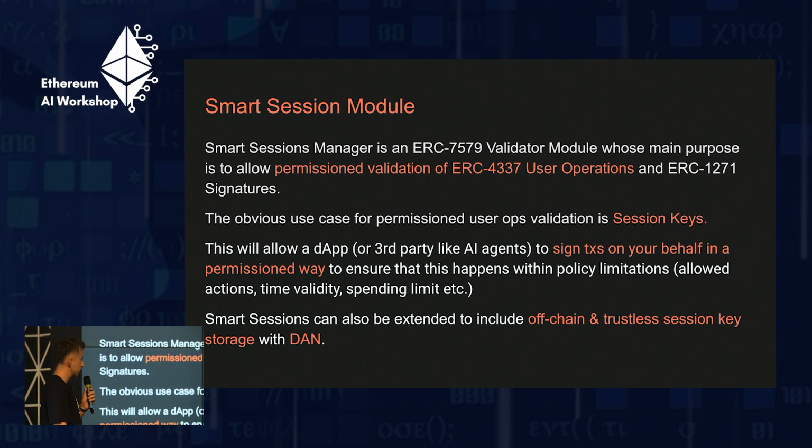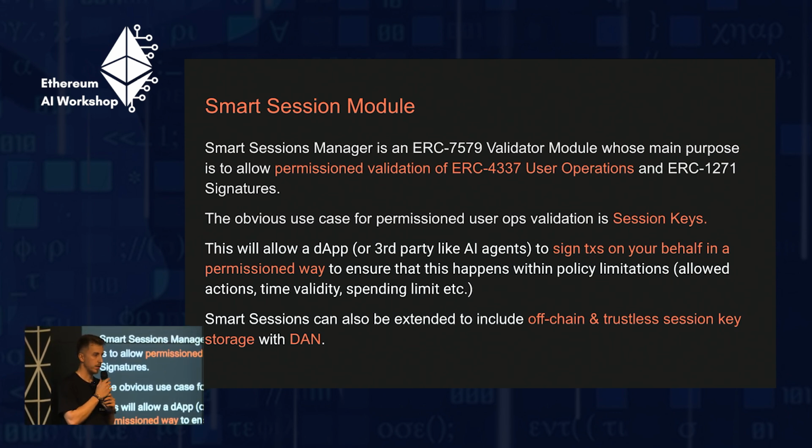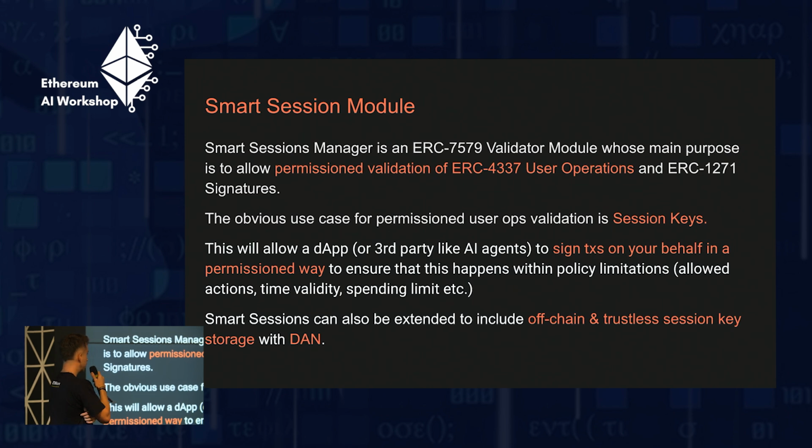Yeah, so the smart session module, this is a validation type of module which can be installed on a smart account. Now, I missed saying that on 7579 smart accounts, you can have different types of modules. So you can have validator modules, you can have executor modules, you can have hooks, and you can have fallbacks. This module is a validation module, and what it aims to do is that it brings permission validation of user operations, and also of 1271 signatures, yeah.